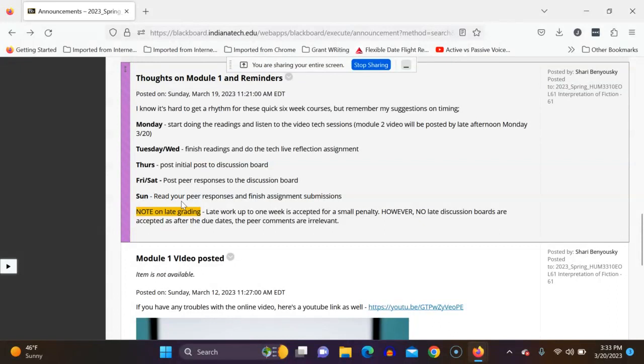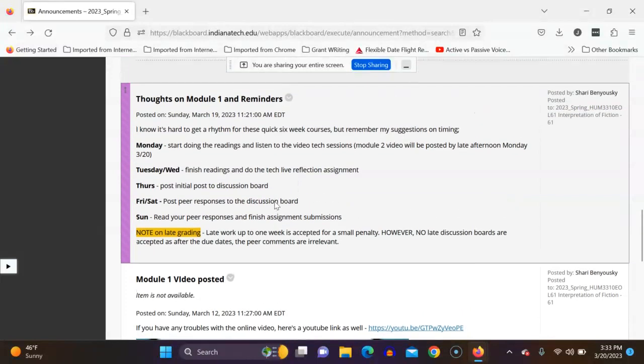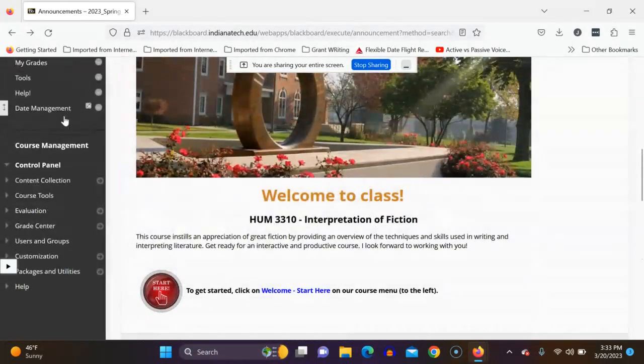On Sunday, you're going to have already finished reading those peer responses and finishing all the assignment submissions. Some of you, like in the past, because you're students, wait and do everything on Saturday or Sunday, and that means that you're not getting a whole lot out of everything, and you're rushing through everything, and you're not enjoying it. That's important because this is something that we should really enjoy. I'm enjoying it anyway, because it's intended to be enjoyable.